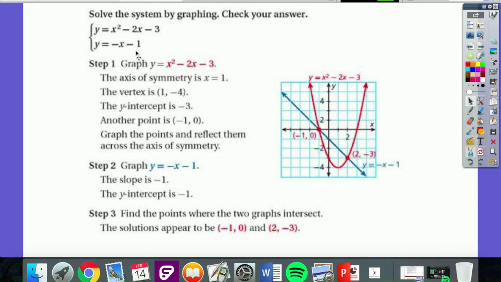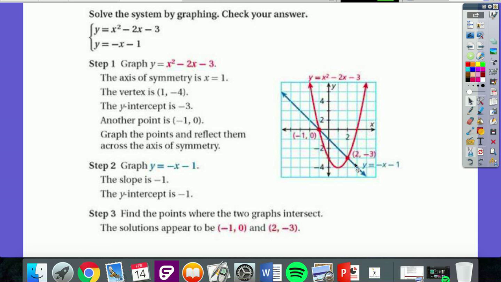Then at this point, we should definitely know how to graph a line, so we know how to graph y equals negative x minus 1. Negative 1 is the y-intercept. Negative 1 also happens to be the slope, so that's down 1, right 1. We would draw our line, and then we would find the points of intersection. Those are happening at (-1, 0) and (2, -3). Those are the solutions. We rarely do that by hand anymore.